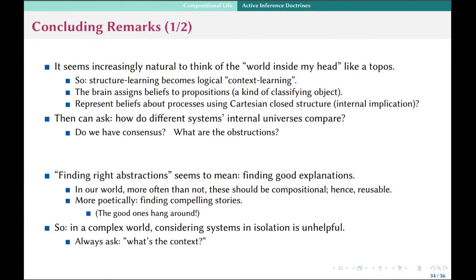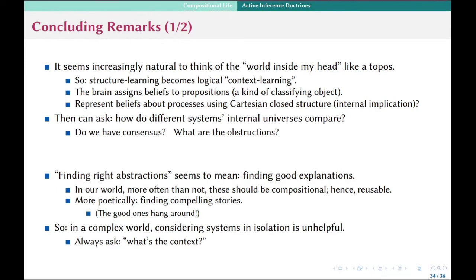And we could do things like ask, how do different systems' internal universes compare? Do they have similar beliefs about the context? Do we have consensus? If not, what are the abstractions? I'm really keen to connect up with the stuff that David was talking about last week in this respect.